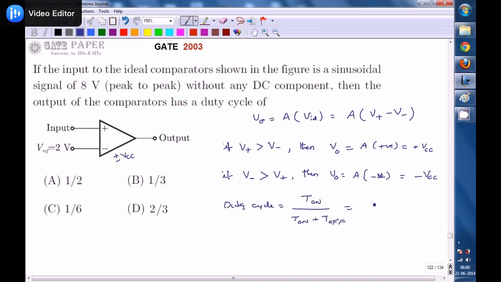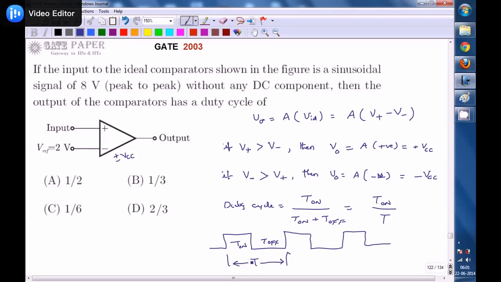T on plus T off is nothing but the total cycle, so it will be defined as T on by T. If you are going with a waveform like this, this is going to be a cycle, a clock cycle, and by that time T on implies nothing but this duration, T off implies nothing but where the clock signal is maintaining as 0. So T on plus T off is going to be treated as one complete cycle.